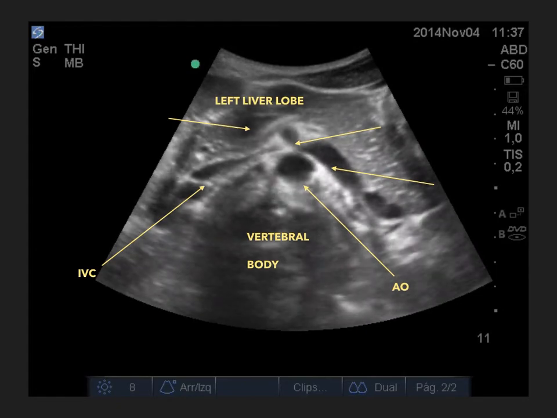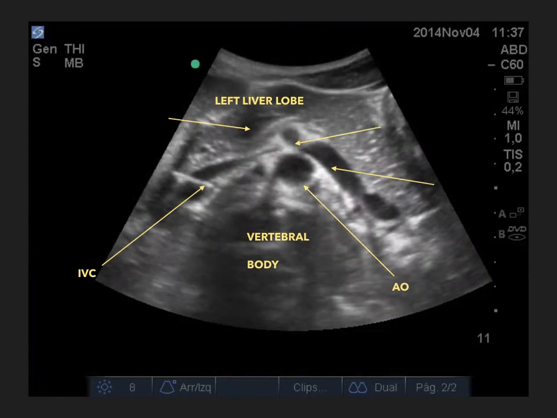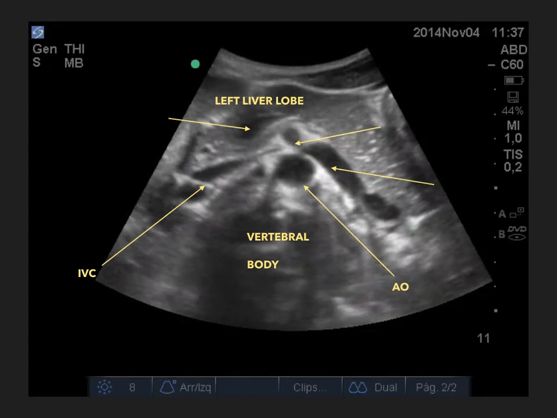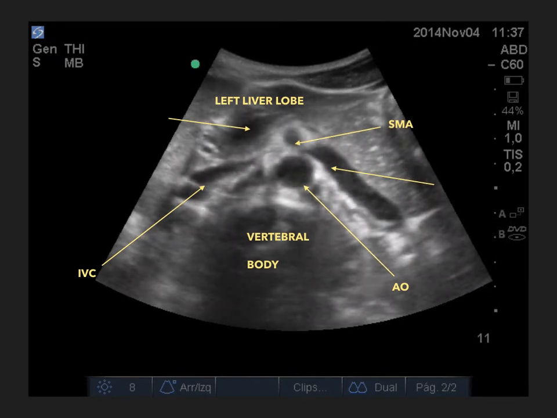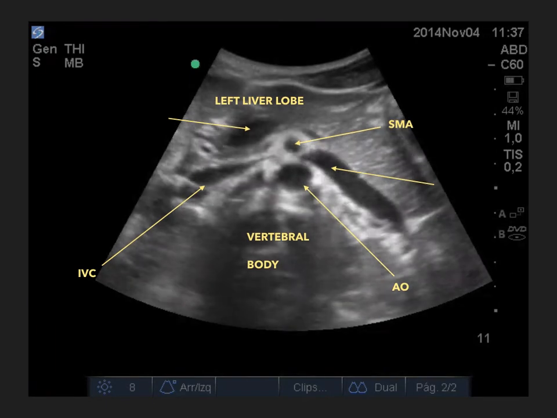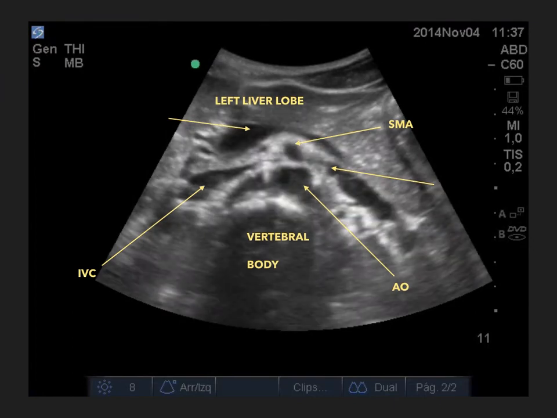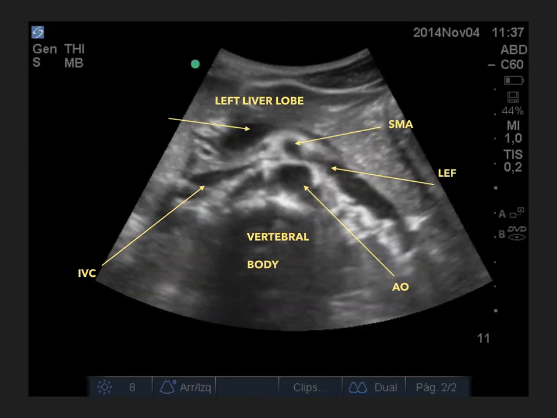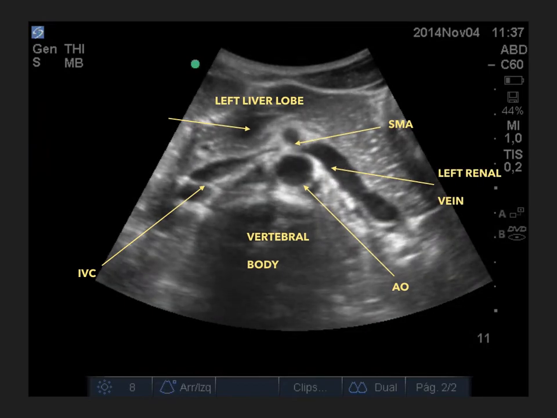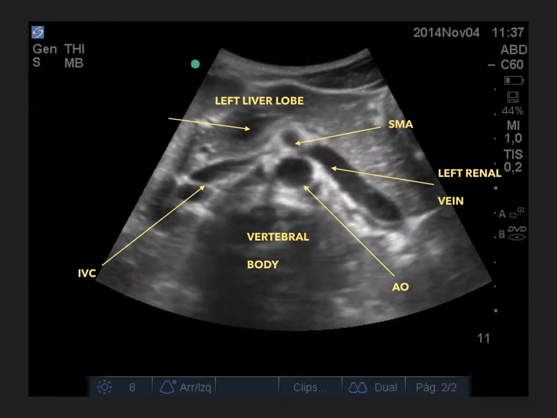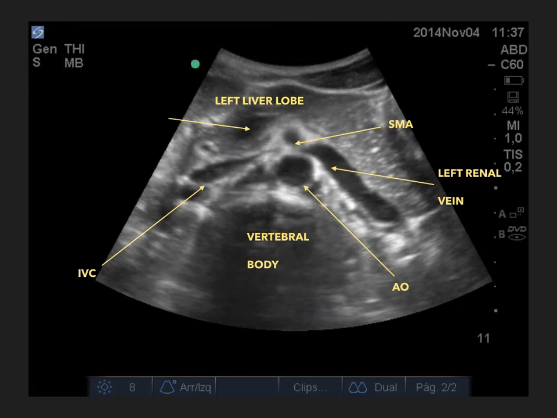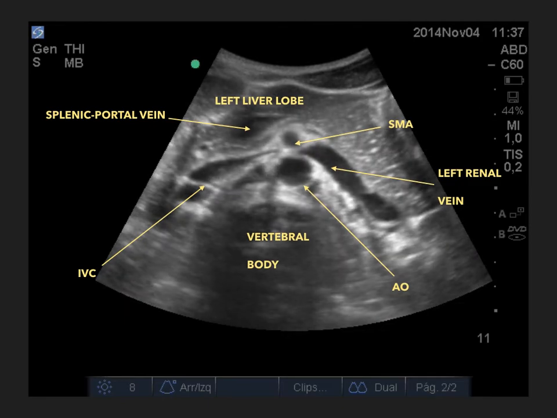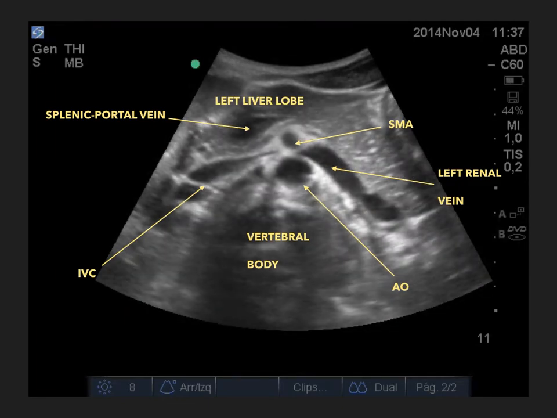There's another artery, another round structure, slightly anterior to the aorta, and it is the superior mesenteric artery. And there's a tubular, vessel-like structure between the aorta and the superior mesenteric artery, and this is the left renal vein. On top of the screen, which means more anterior to the superior mesenteric artery, we can find the splenic or portal vein, so the splenic vein becoming the portal vein.